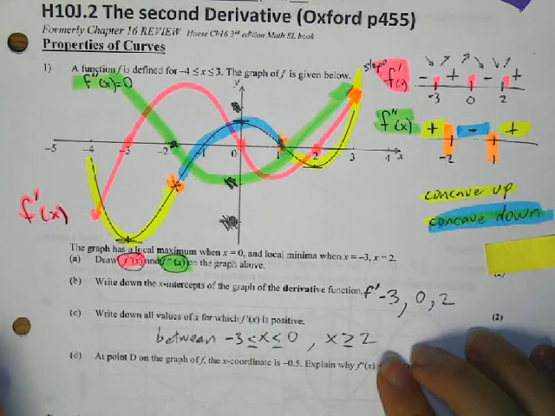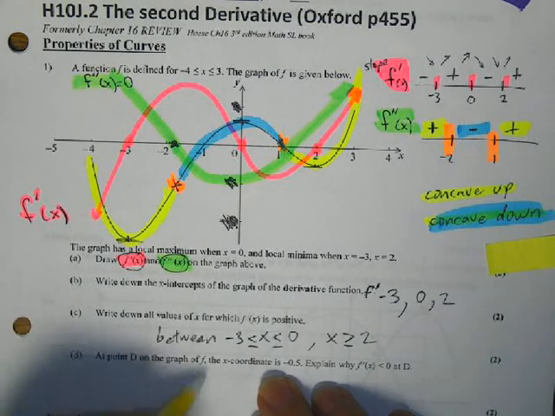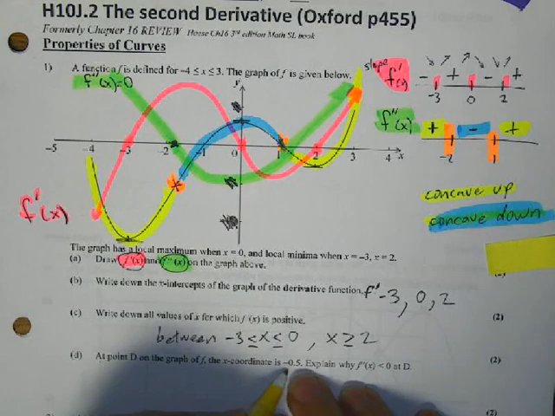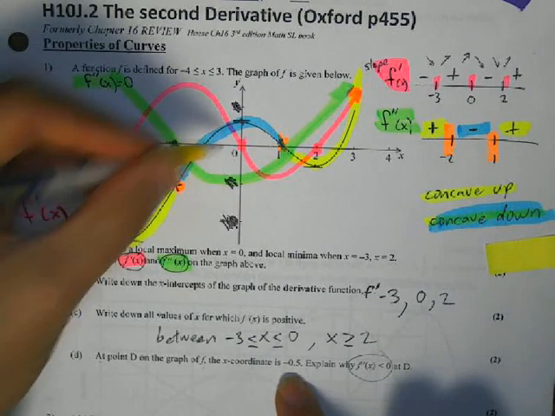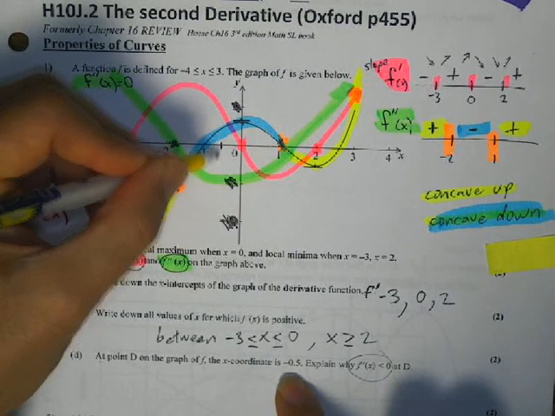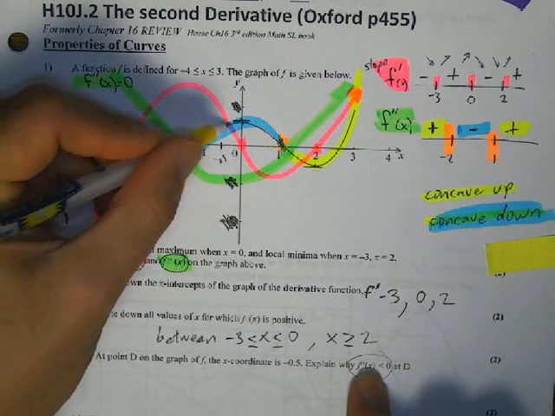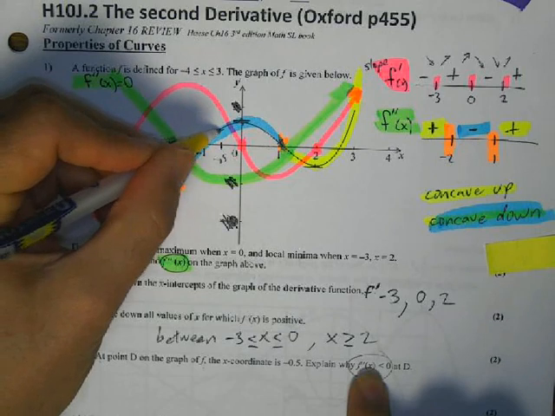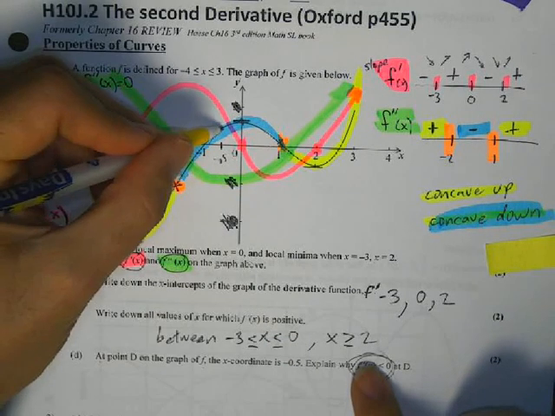Okay. At point D on this graph, the x-coordinate is -0.5. Explain why the second derivative is less than 0. So at -0.5, which is right there, right? Negative 0.5. Okay, so when we look at second derivative, we're talking about concave up and concave down. So at -0.5, you can see it's surrounded by negative blue.